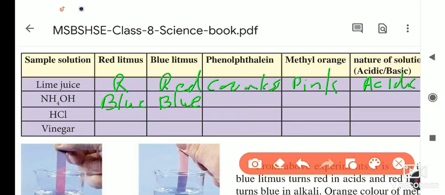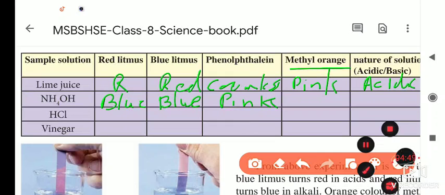Now the next part is the phenolphthalein indicator. In NH4OH solution, when we add phenolphthalein, its color changes to pink. The next is when we add methyl orange.